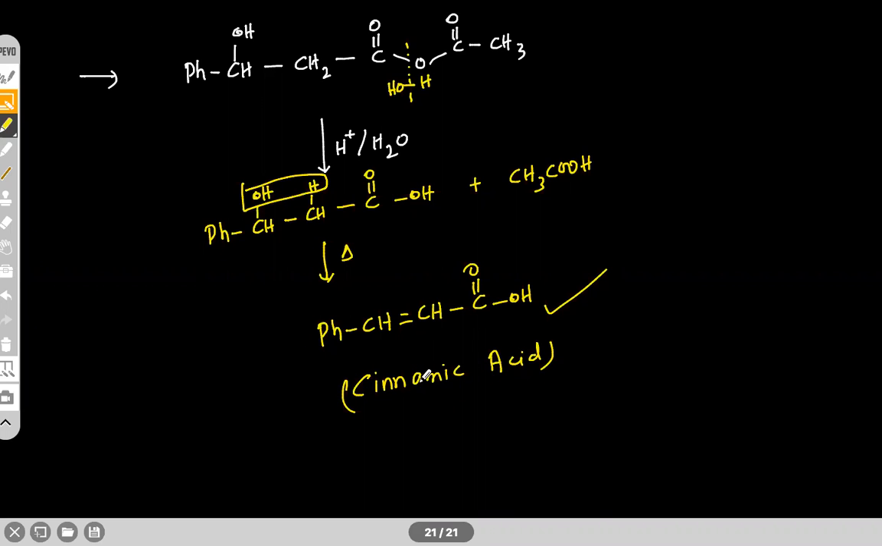All these mechanisms are very similar. Only the reactants and reagents are different. But when you compare these reactions, aldol, Claisen, you'll easily memorize all these reactions.